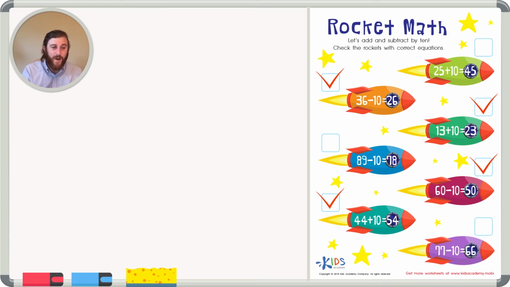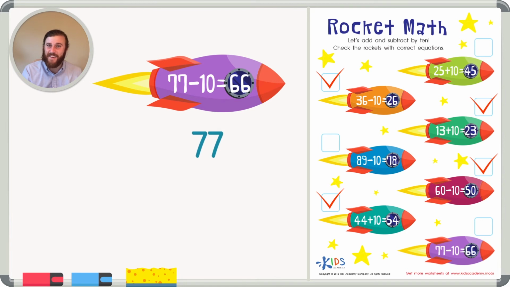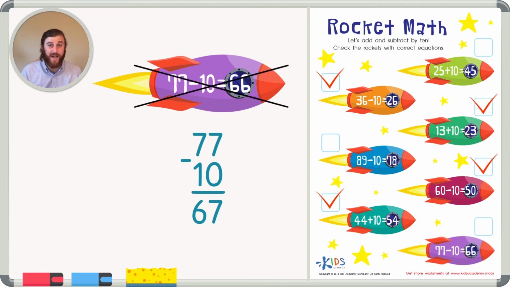And finally, our last number sentence is 77 minus 10. The rocket shows a difference of 66. I'm starting to get suspicious because I see a 7 in the ones place. So I don't think it's correct, but let's subtract just to be sure. 7 minus 0 is 7 because you're taking nothing away. And 7 minus 1 is 6. So it gives us an answer of 67. Although the numbers are close, they are not the same. So this number sentence is not correct.